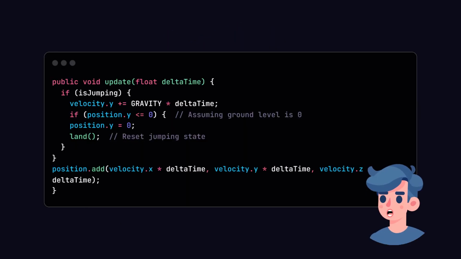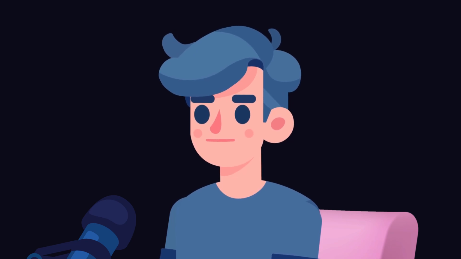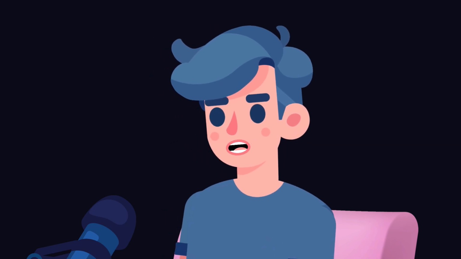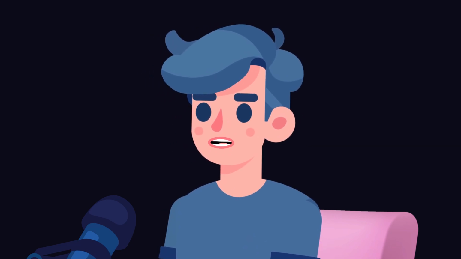Now that we have set up jumping mechanics, let's discuss how to detect when the player has landed. We need to reset the jumping state when the player hits the ground. One way to achieve this is to check the y-coordinate of the player's position and determine if it reaches the ground level. In the update method, we check if the position's y-coordinate has fallen below 0. If it has, we correct the position to ground level and mark the player as landed.